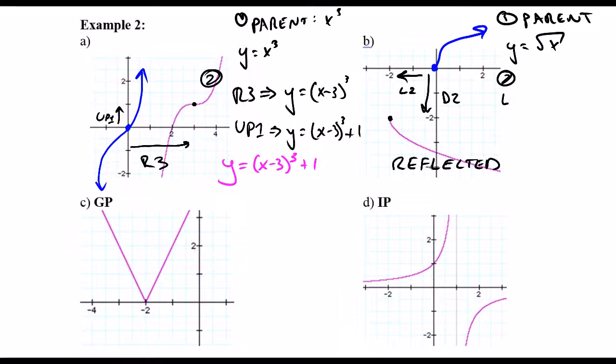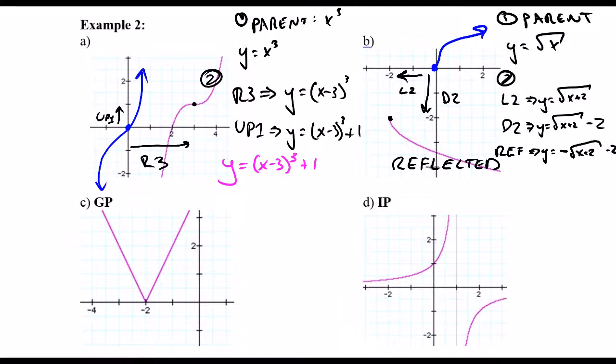So we went left 2. What does that mean? y is equal to the square root of (x plus 2). That's what left 2 means. And down 2, what does that mean? y is equal to the square root of (x plus 2) minus 2. And if we reflect, what does that mean? y is equal to negative the square root of (x plus 2) minus 2. So what is our purple graph's equation? It's y equals negative the square root of (x plus 2) minus 2.